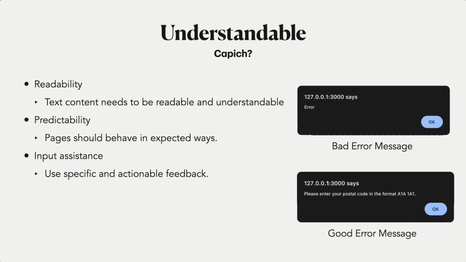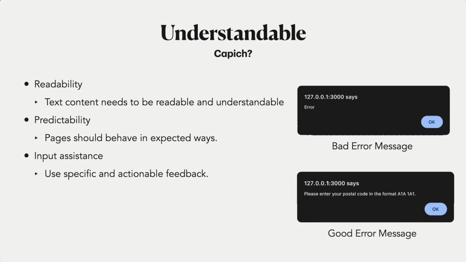The third principle is understandable. This means that not only does content need to be perceivable and the interface operable, it also needs to be clear and predictable. Even if a user can technically access your content, if the interface behaves unexpectedly or the content's confusing, the experience breaks down. WCAG defines 3 areas here.